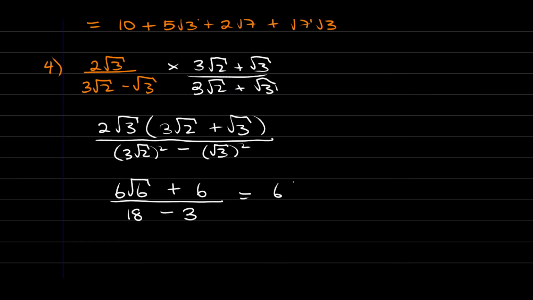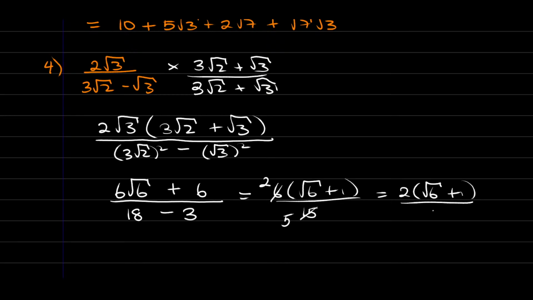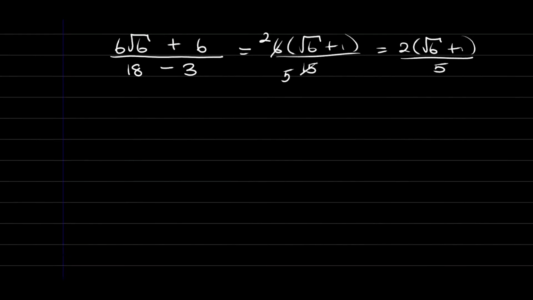So we have 6 into root of 6 plus 1, close bracket, divided by 15. 3 into this is going to be 2, 3 into this is going to be 5, so we're going to have 2 root of 6 plus 1, close bracket, all over 5. Right, that's number 4, let's go to number 5.